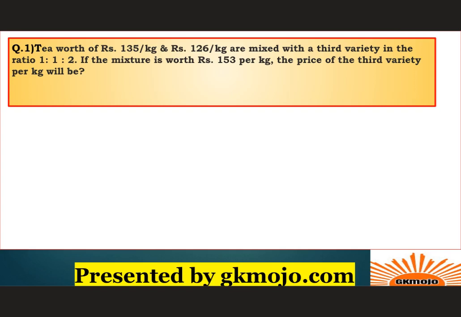Let's have a look at the first question. Tea worth rupees 135 per kg and 126 rupees per kg are mixed with a third variety in the ratio 1:1:2. So this is the ratio in which 135 per kg, 126 per kg, and the third type, which we do not know, let it be rupees X per kg, are mixed. If the mixture is worth rupees 153 per kg, the price of the third variety will be? So they want to know the price of the third variety.